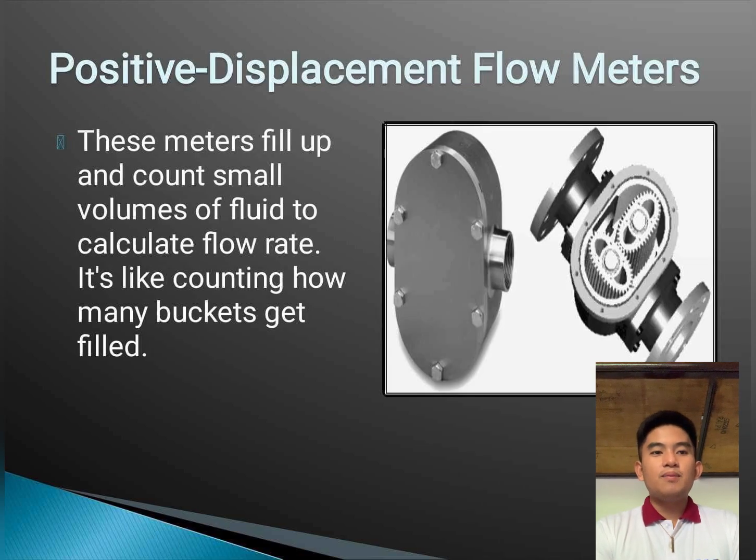Next is positive displacement flowmeters. These meters fill up and count small volumes of fluid to calculate flow rate. It's like counting how many buckets get filled. So you can see in the picture that it looks like a gear pump, with two gears that rotate while the fluid flows.